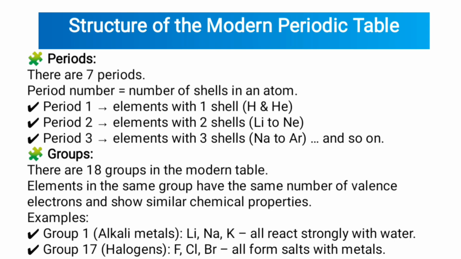And groups. There are 18 groups in the modern table. Elements in the same group have the same number of valence electrons and show similar chemical properties. Examples: Group 1, alkali metals, lithium, sodium, potassium, all react strongly with water. And Group 17, halogens, fluorine, chlorine, bromine, all form salts with metals.